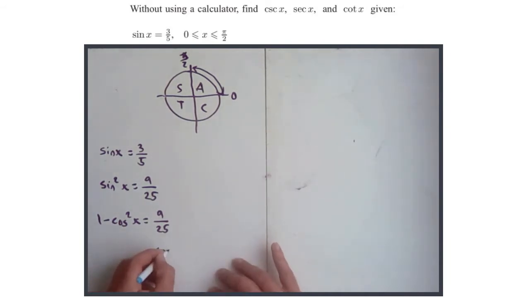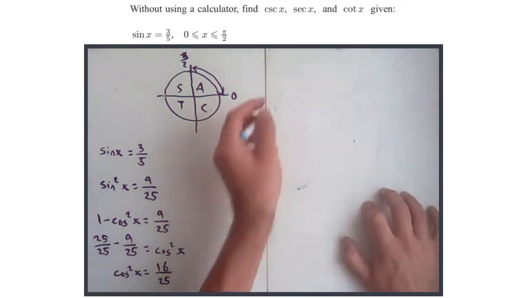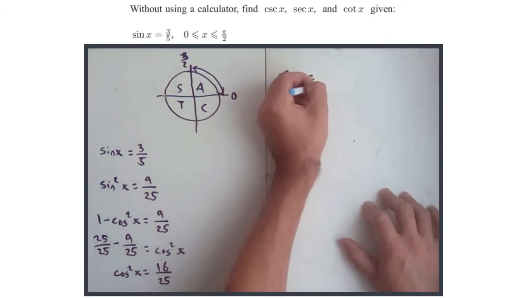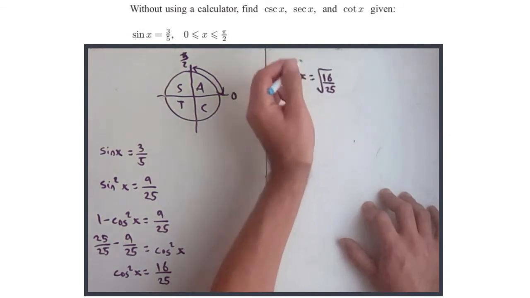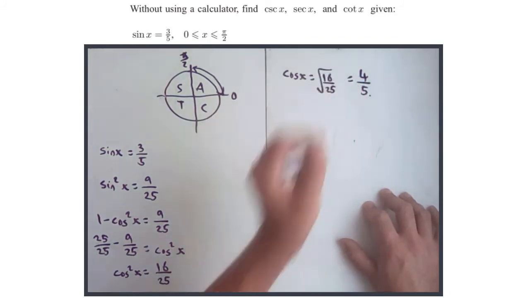So if we rearrange this, cos squared x is going to be 1 minus 9 over 25, right? So that's like 25 over 25 minus 9 over 25. Well, 25 minus 9 is 16, which is quite nice. So 16 over 25. Cos squared x equals 16 over 25. So that means that cos x equals the square root of that. Square root of 16 over 25, which is the square root of 16 over the square root of 25, which is 4 over 5. Very friendly.